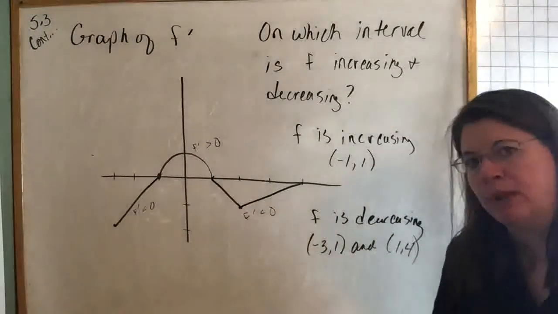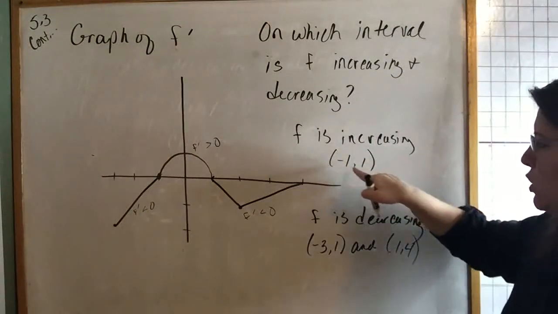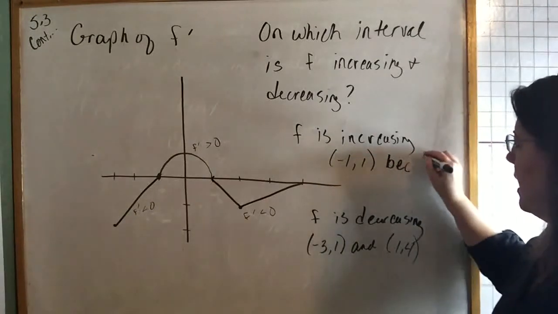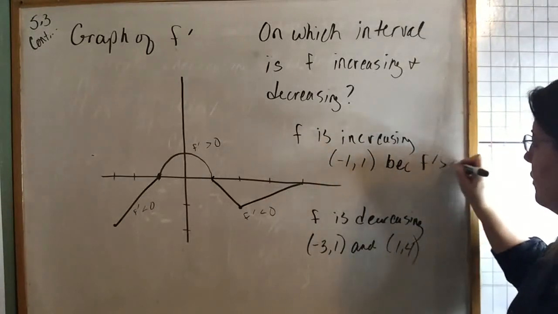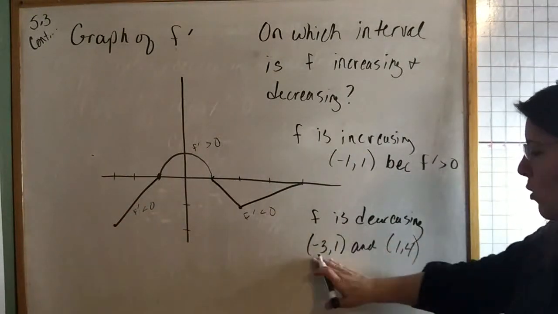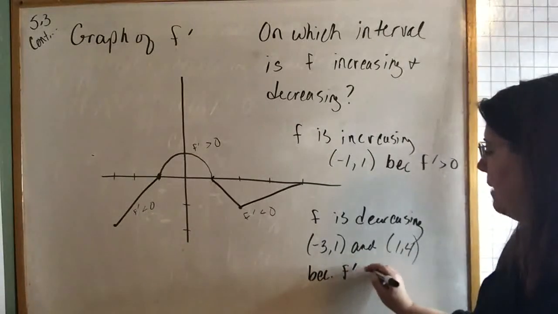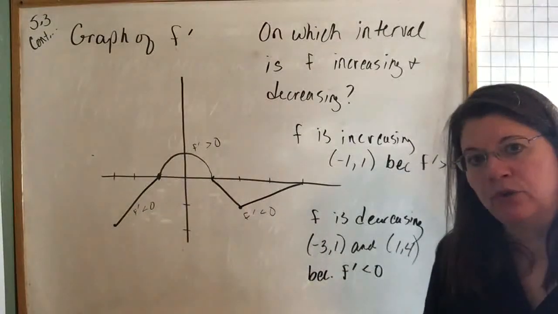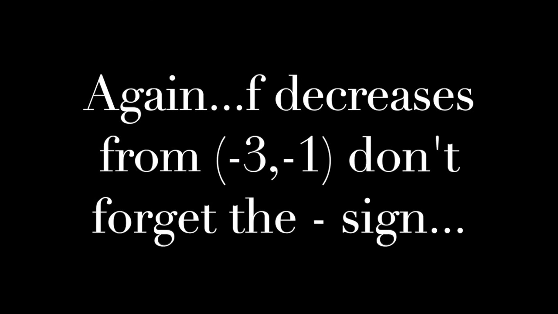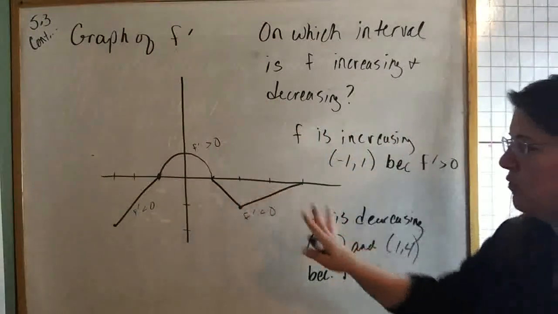If I want to further my justification there, I could say f is increasing on the open interval from -1 to 1 because f prime is greater than 0 within that interval. Here I could say f is decreasing on the open interval -3 to 1 and 1 to 4 because f prime is less than 0 within those intervals. That would be a fine justification for this graph that we have here.